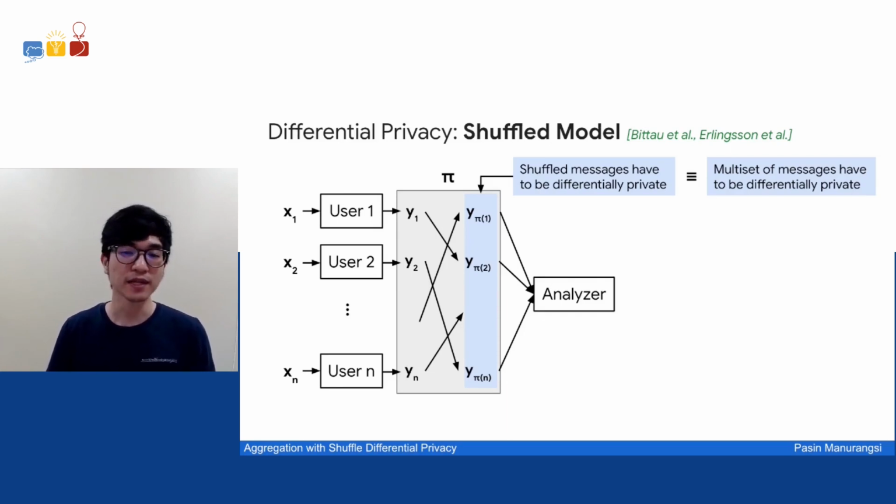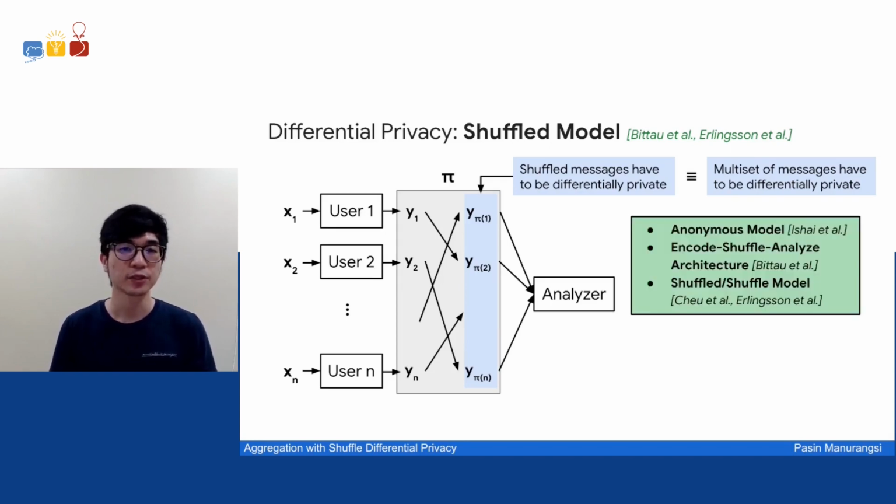As you might have already noticed, shuffling the messages is also equivalent to anonymizing the sender of the messages, and this is why the model is also called the anonymous model in the crypto community. It's also called the encode, shuffle, and analyze architecture as well.